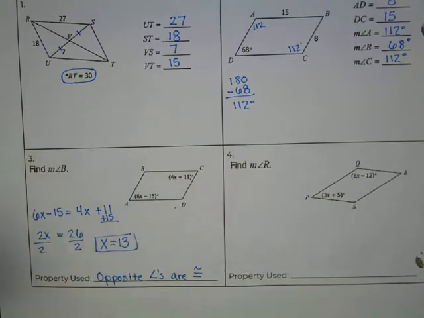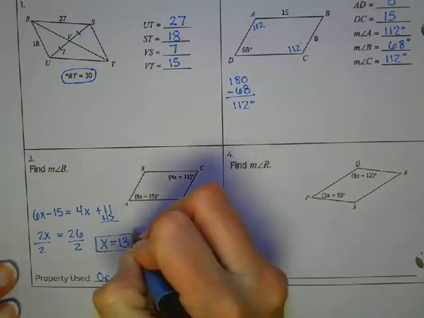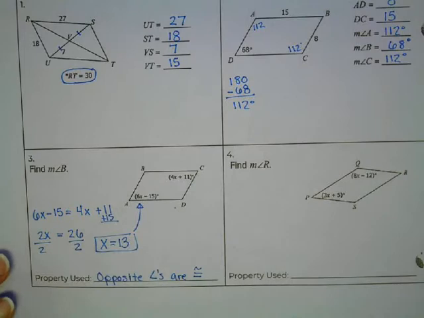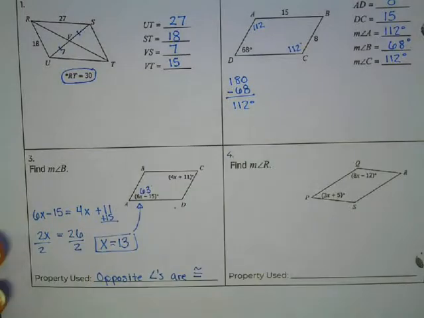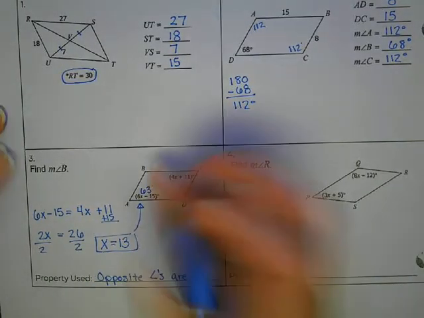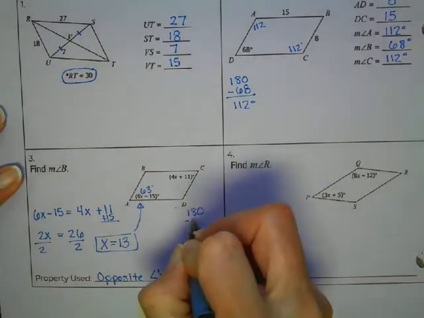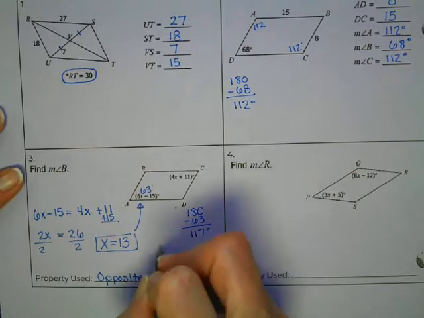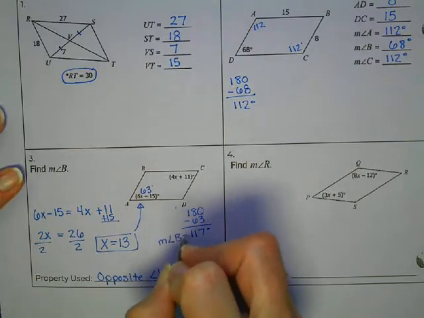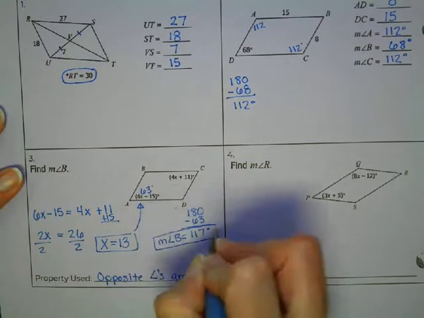This one wants us to go further. It says find angle B. Unfortunately, there's nothing at angle B. So we're going to plug it, like let's say we plug it into this angle A. So if we plug it in here, 6 times 13 minus 15 is 63 degrees. But we still need to find angle B. So to find angle B, you take 180 minus 63, because they are supplementary. So that equals 117 is the measure of angle B.